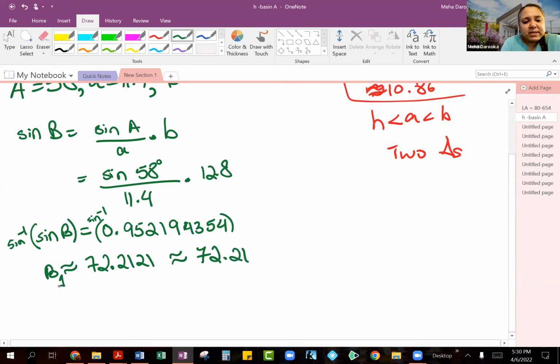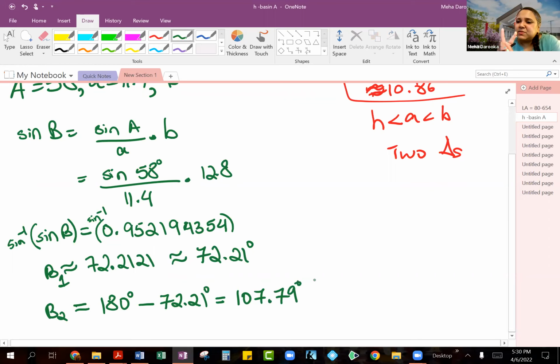So we'll call this B sub 1 like they did in our handout, because this is going to be one case. This angle is small enough that we can also get 180 degrees minus 72.21 degrees, and we will still be able to get a B2 angle, which will of course end up giving us a second case. So again, this is where the two cases arise from, right? Because the angle was small enough that we were able to get a second angle from that.